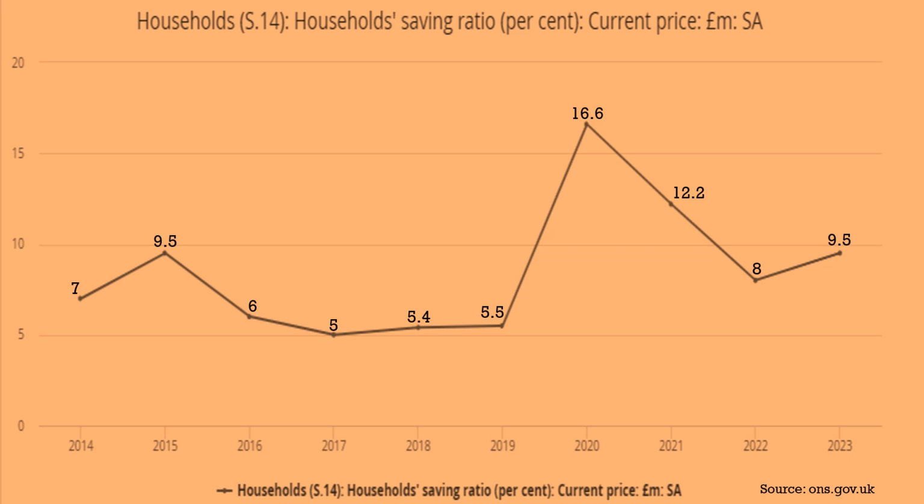The graph shows the UK household saving ratio between 2014 and 2023. It fluctuated over the period. The uncertainty associated with COVID-19 made people to save more and spend less of their incomes. This was why the saving ratio rose from 5.5% in 2019 to 16.6% in 2020.